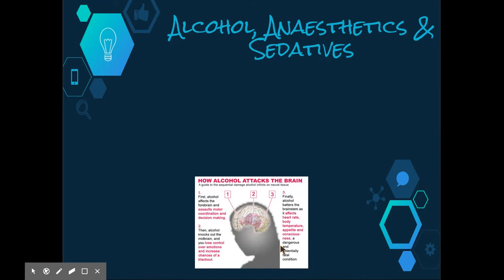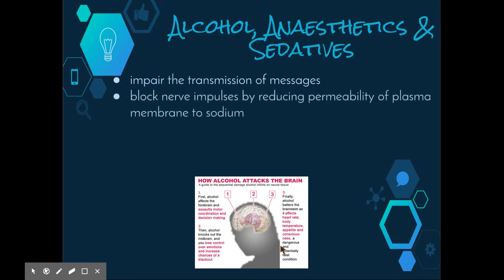Now, problems relating to alcohol, anesthetics, and sedatives. These can all impair the transmission of messages. They can break down the barrier or create barriers between the message getting sent from the stimuli to the brain or from the brain to our effectors. They block all nerve impulses by reducing the plasma membrane's permeability to sodium ions. You'll recall when we looked at the action potential, if the sodium cannot move across the membrane, then we have no action potential resulting. And we know from the syllabus dot point, there's either a full action potential to create a nervous impulse or there's none at all. There's no sort of in between.